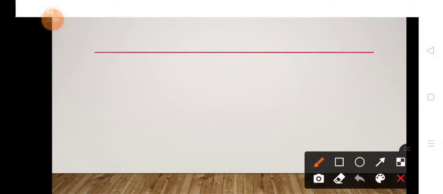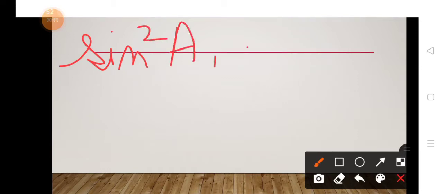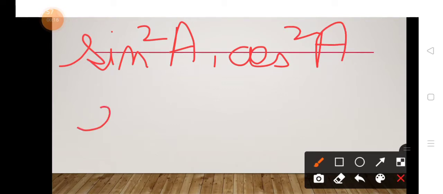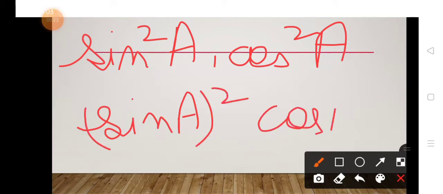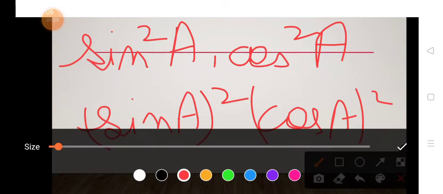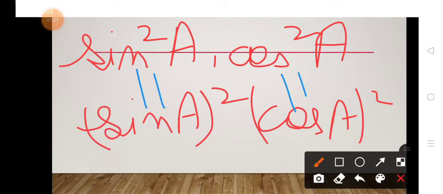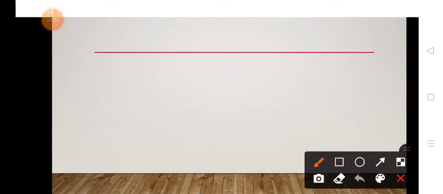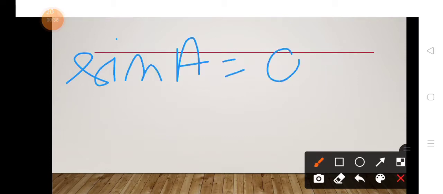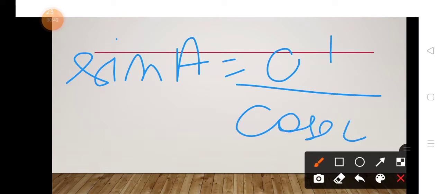Okay, now you see here, for the sake of convenience we may write sine square A, cos square A, etc. In place of sine A whole bracket को square, cos A whole bracket को square, in place of this we can write this. There's not any problem. But there is one thing here. You see, we know that sine A equal to 1 by cosec A, yes or no?